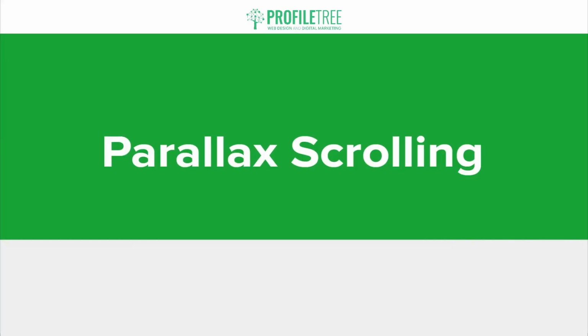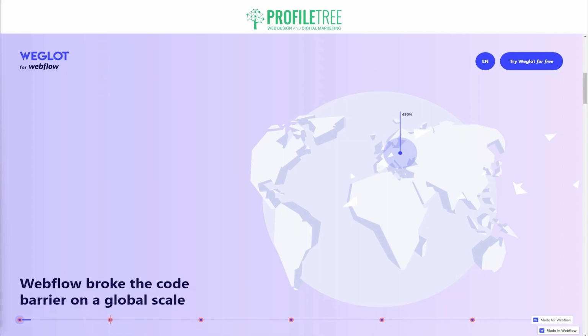Next up, we have parallax scrolling. So parallax scrolling is a design technique that creates the illusion of depth by moving the background of a web page at a different speed than the foreground. A really good example is the Weglot website for Webflow. So Weglot expands the reach of Webflow and it lets designers create multilingual sites without having to know another language.